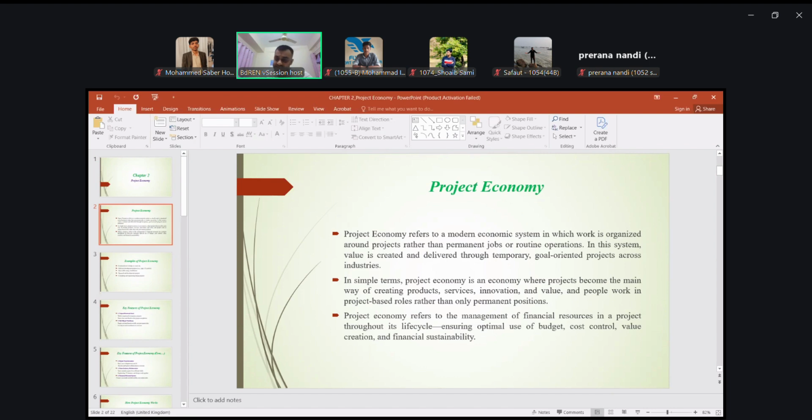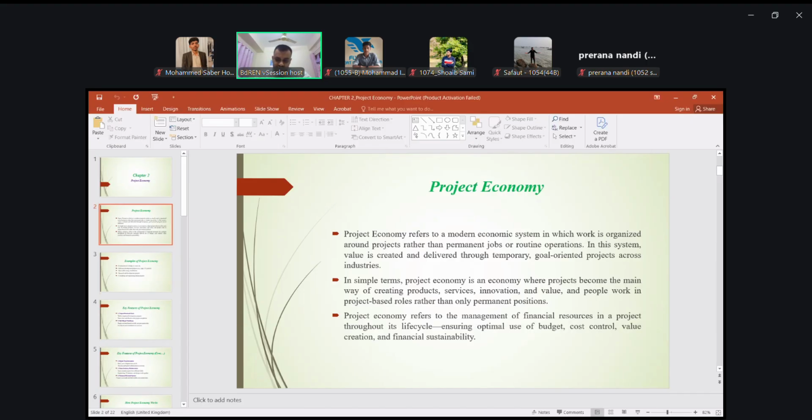And in this system, value is created. So the objective of project economy is to create some value, and this value is basically delivered through temporary or goal-oriented projects across industries. So project economy is one kind of modern economic system, where work is organized around projects, and this work is organized as temporary jobs rather than permanent jobs or routine operations. In the system, the main objective is to create value and deliver this value through temporary or goal-oriented projects.